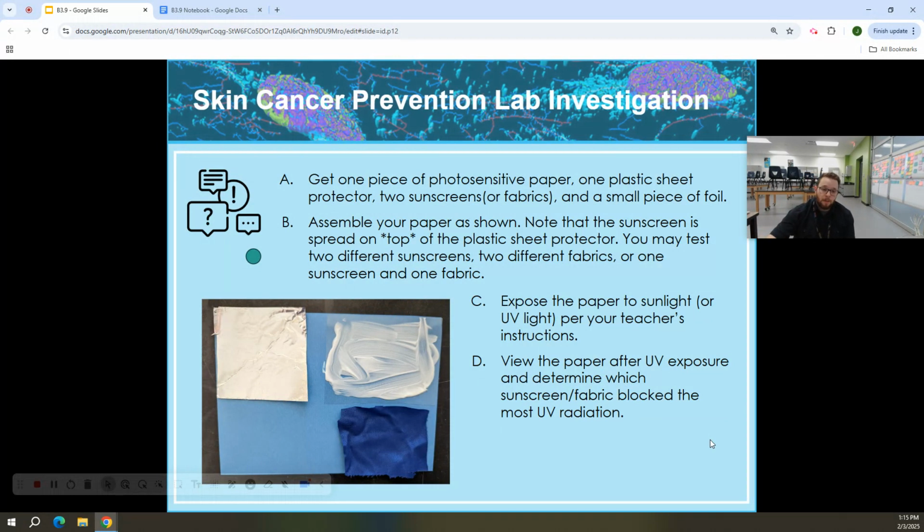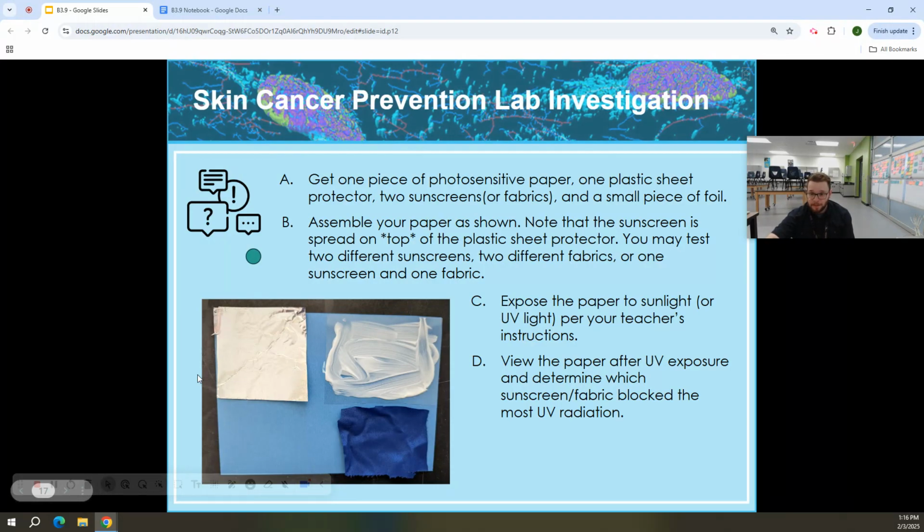I'll put the foil in the left-hand corner. I'll put a sunscreen here in the right-hand corner. I'll put another sunscreen or fabric in this bottom right-hand corner. And then the bottom left-hand corner will be left blank. That is our control. That is how we can reference to tell if our photosensitive paper has been exposed to enough UV radiation. Okay. Then once your paper is set up like this, you're going to take it outside.